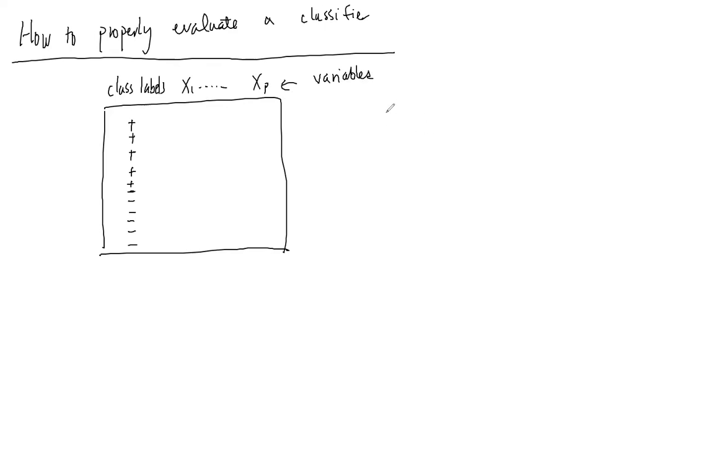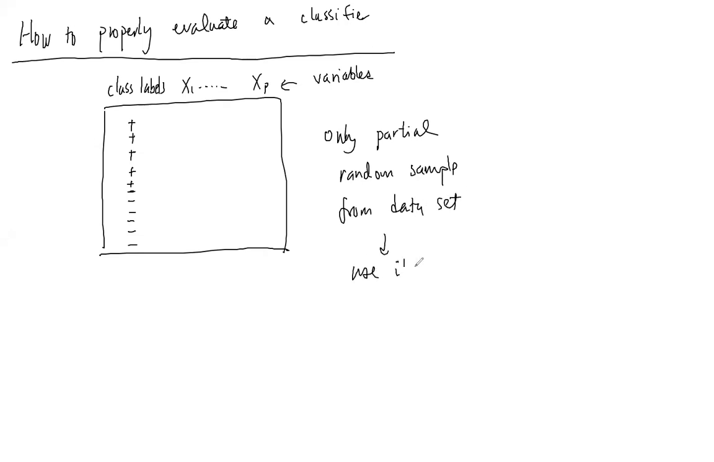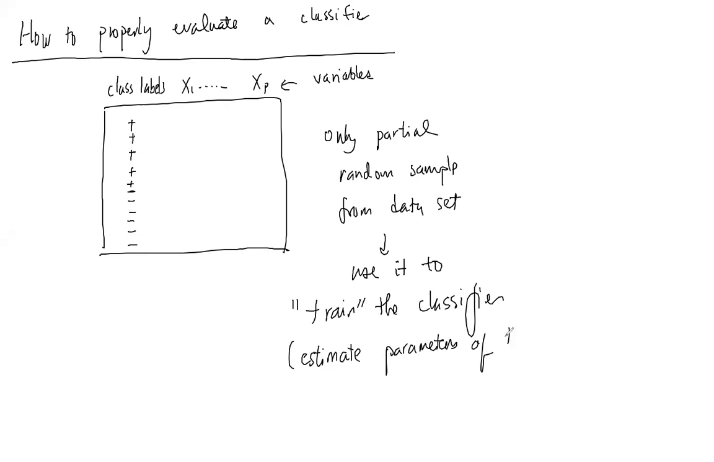The first thing is the following. You are going to use not all of your samples, but only a partial random sample from your data set. You use it to train the classifier. Train here basically means you use it to estimate the parameters of the classifier.